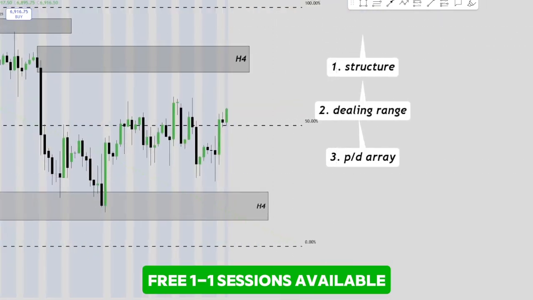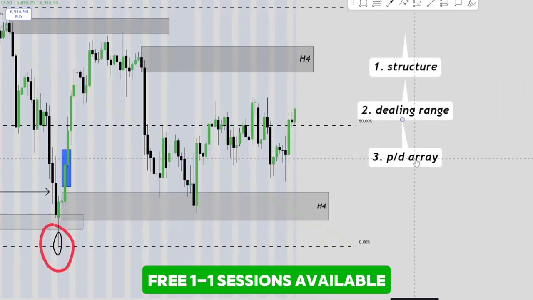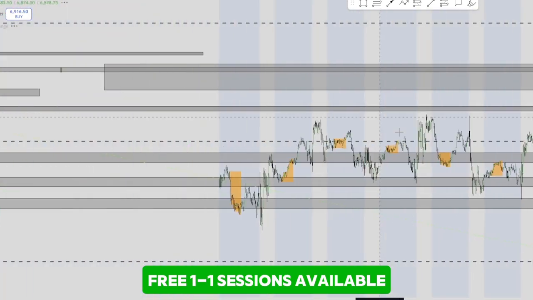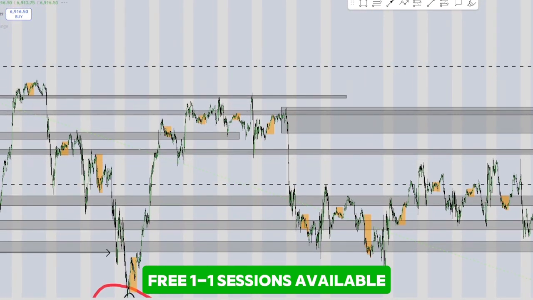So just going to bring things over here. We have structure, dealing range, PD arrays, and fair value gaps. Those are the 4 steps on the higher time frames. Now, the good thing is once you have your higher time frame analysis down, the 15-minute time frame is actually the same.